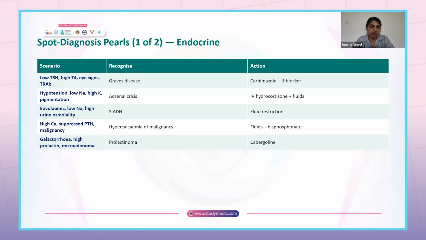Now, hypercalcemia of malignancy: calcium is high and PTH is suppressed, you can expect hypercalcemia of malignancy, you treat with aggressive fluids and bisphosphonate. When there is galactorrhea, high prolactin, microadenoma, it is a prolactinoma, you can treat it with cabergoline.